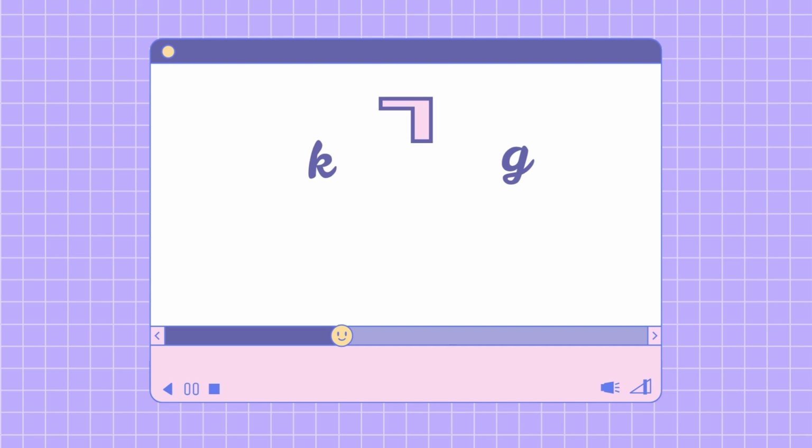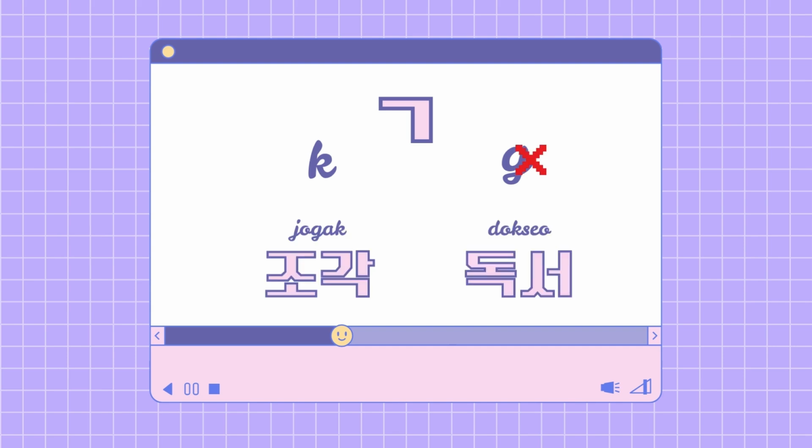Let's start with kiok. When kiok appears as a Batchim, it produces a k sound, not a g sound. When you read these words, it will be chogak, with a k sound at the end, not a g. Similarly, with dokso, it will be dokso with the k sound.